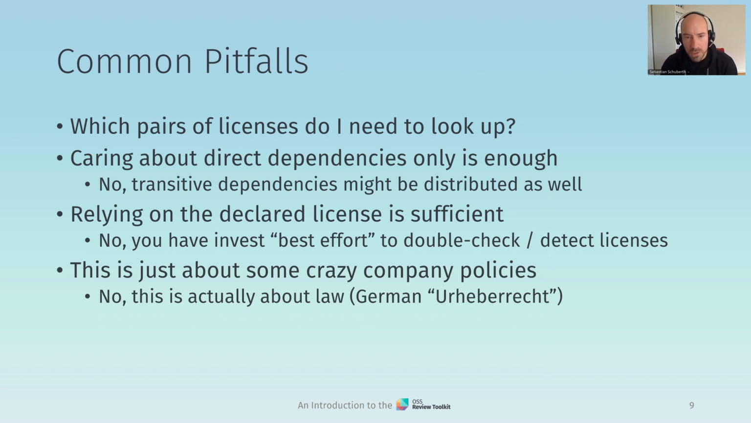Common pitfalls are: which pairs of licenses do I need to actually look up in this matrix? Traversing through the dependency tree, that's not immediately clear. Do I always pin the root license and check dependency licenses? Do I need to check different dependency licenses against each other, and things like this? A common misconception also is that it would be enough to only care about direct dependencies. That's not actually true. Transitive dependencies might be distributed as well, especially if things like static linking are in place. So you do need to care about transitive dependencies.